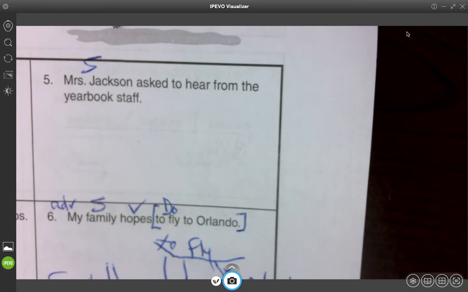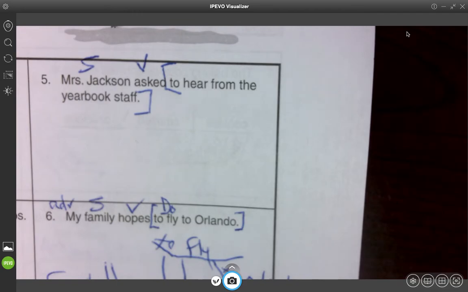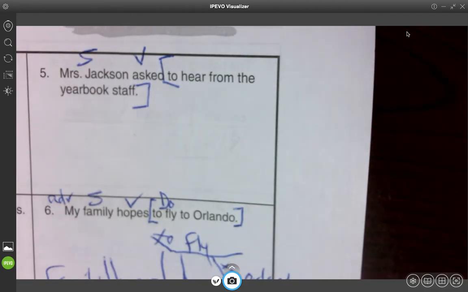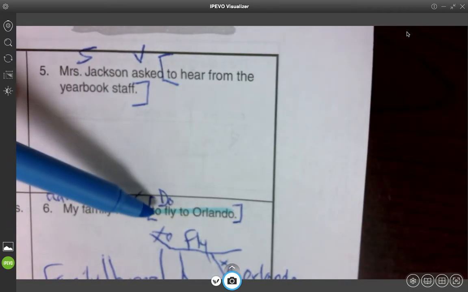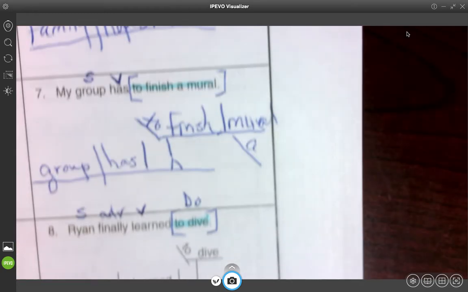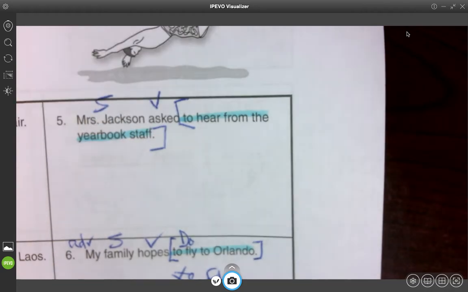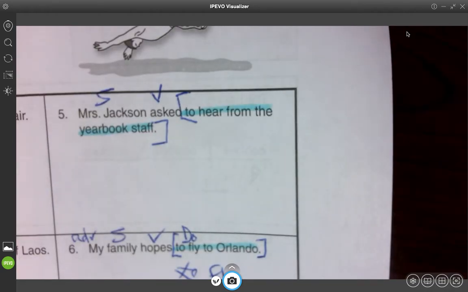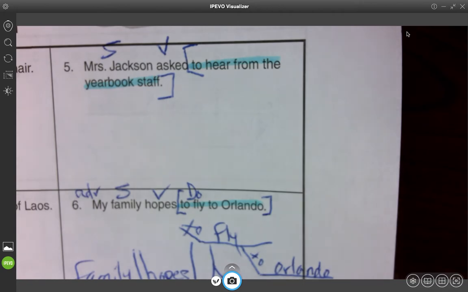Mrs. Jackson, number 5, verb, asked. To hear from the yearbook staff. As I noticed, this was my entire phrase. This was simply the infinitive, to dive. And in sentence number 5, to hear from the yearbook staff. This, again, is like sentence number 6, where I had an infinitive followed by a prepositional phrase.